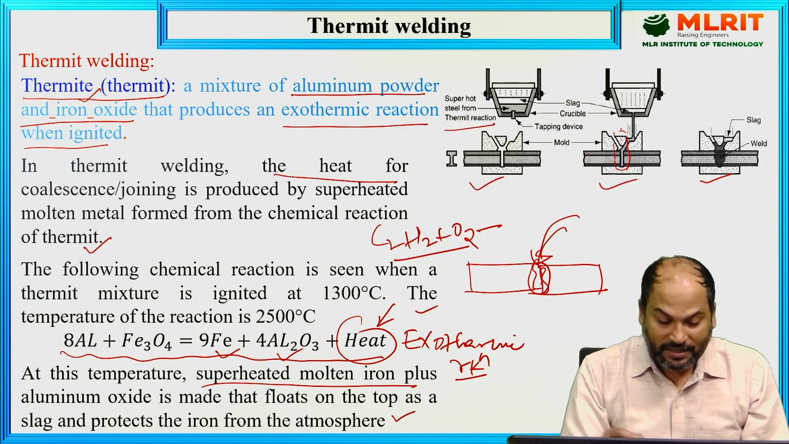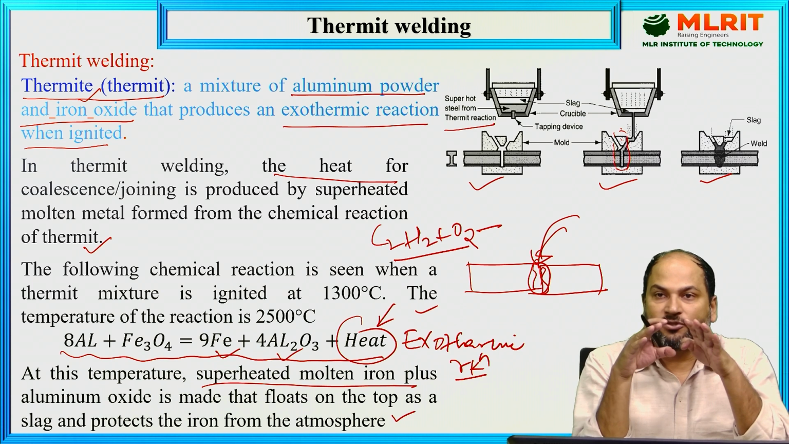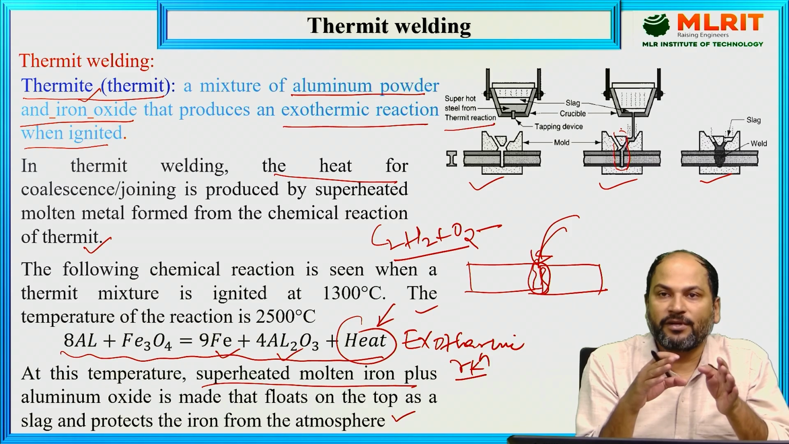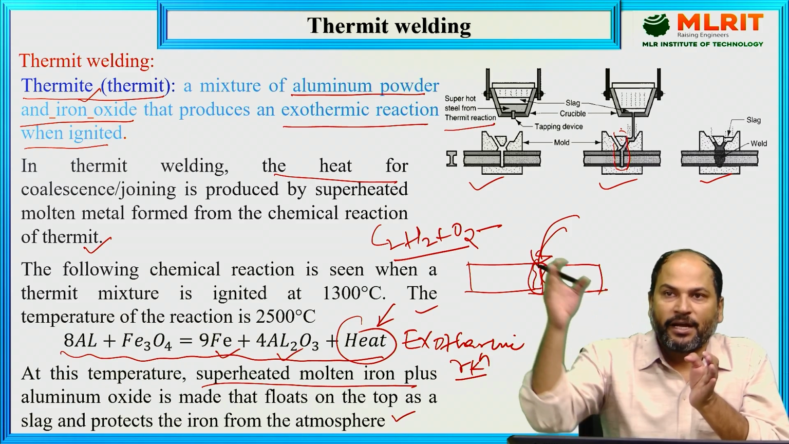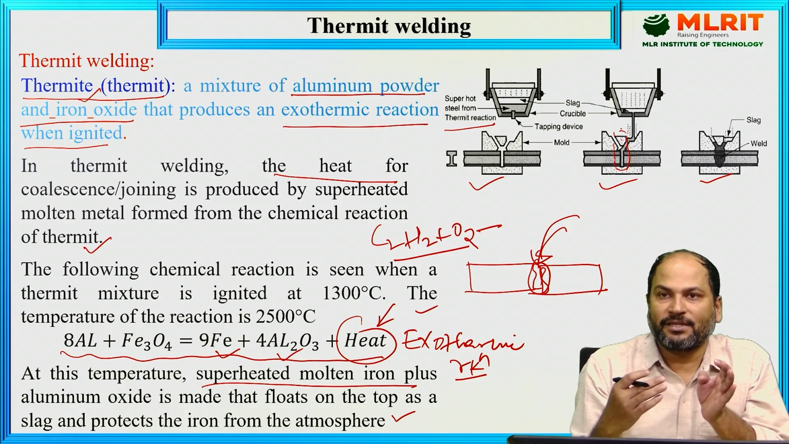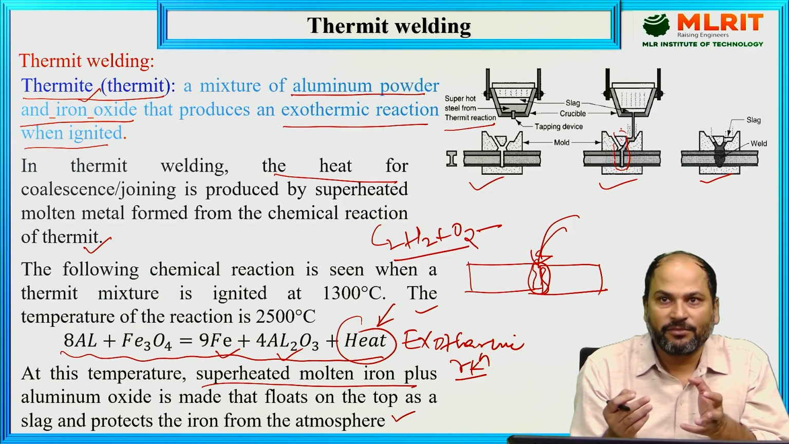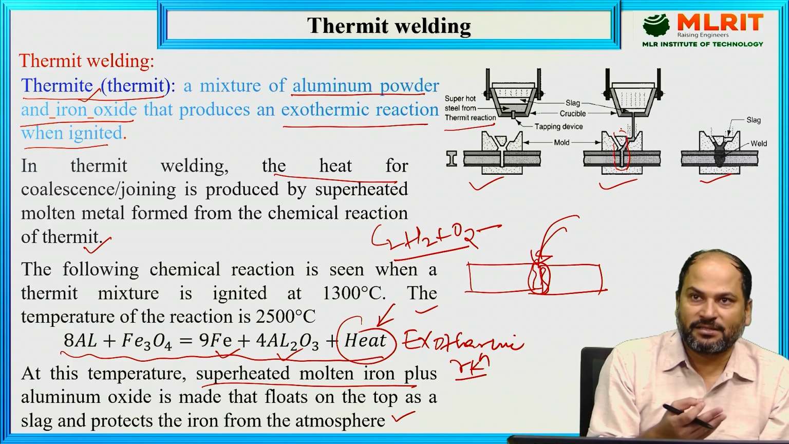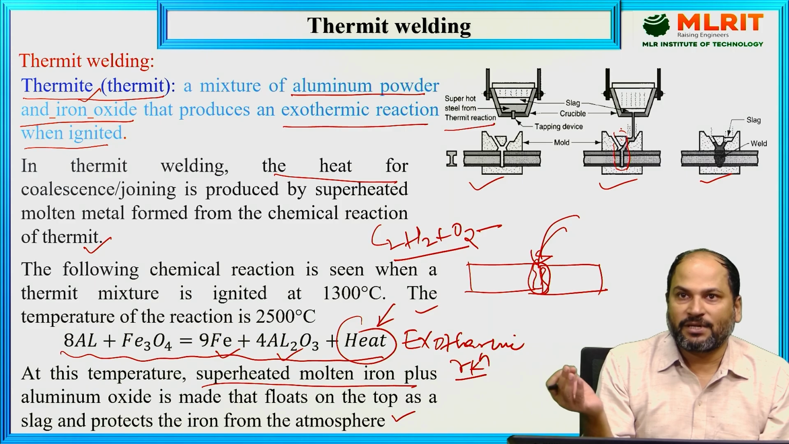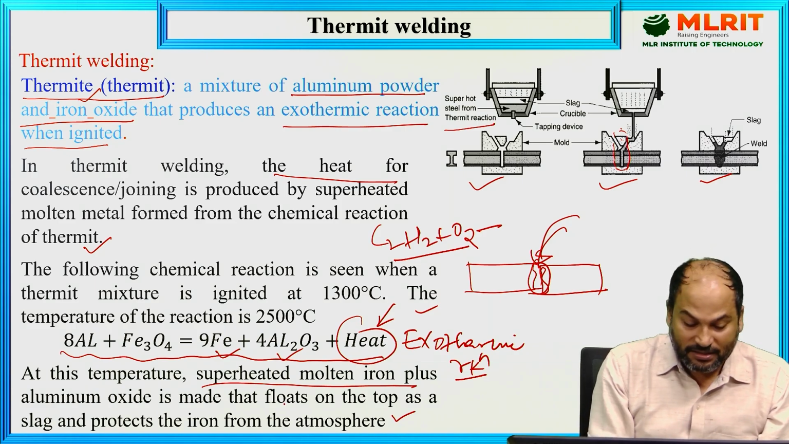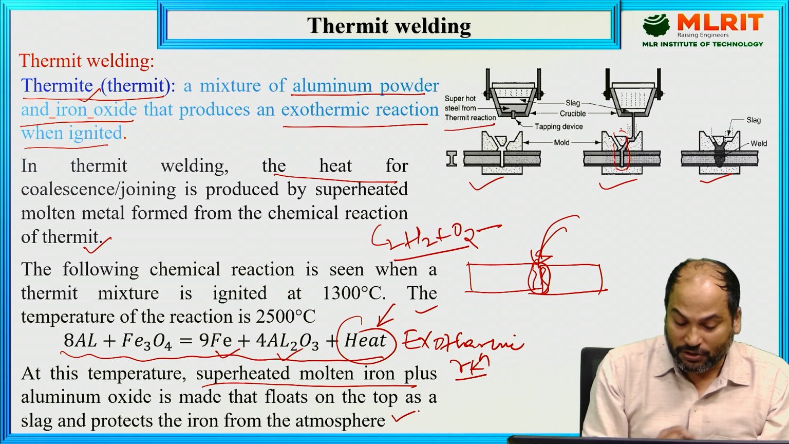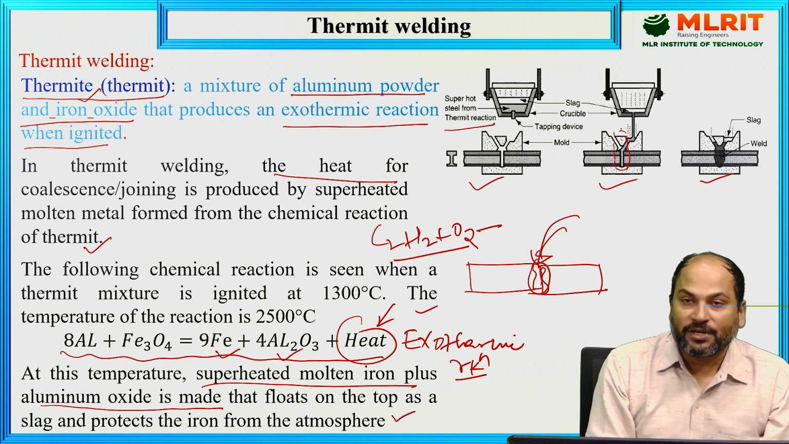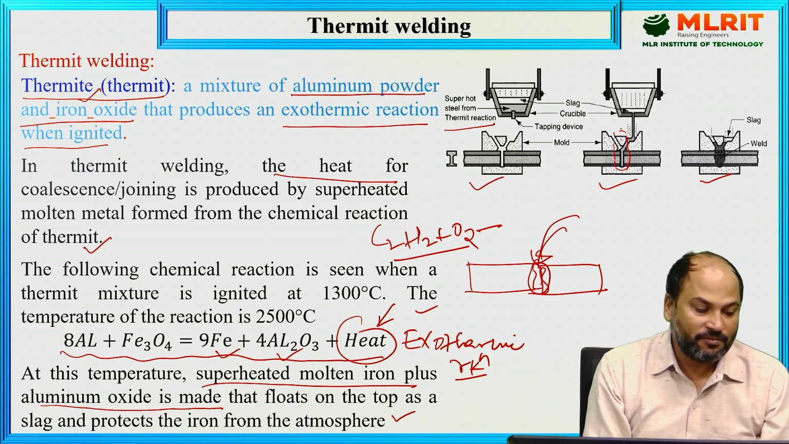Whatever slag is forming will float because of its low density. It will float on the molten section. Molten section means the weld pool where we are doing the welding. Once it is on the top surface, it will not allow air to come and interact with the inner part, so there will be shielding. In this process, there is no separate shielding arrangement, meaning we are not using any gases or any extra flux. Because of the reaction, aluminum oxide is made that floats on the top, acts as a slag, and protects the iron from reacting with the environment.